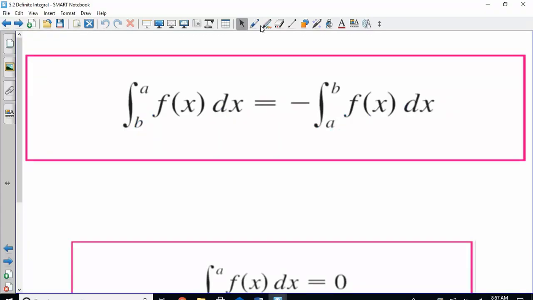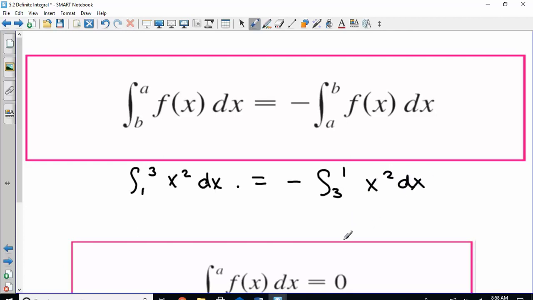Now we have a couple properties that are going to be really, really useful to us. The first property tells us if you have an interval, you can change the order of your upper and lower limits by putting a negative out in front. So if I said the integral from 1 to 3 of x squared, that's equal to a negative integral from 3 to 1 of x squared dx. So if you want to flip the upper and lower, you just have to add a negative to the whole thing.